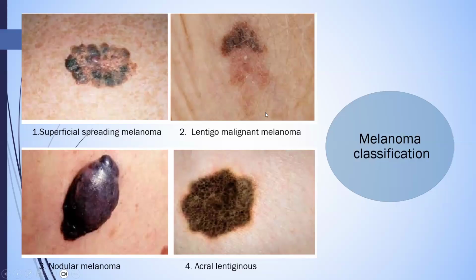Then the lentigo malignant and acral lentiginous. Acral means in your hands and legs. That is the fingers and toes or palms and soles, right? Acral lentiginous. And then, as I told you, the amelanotic type, where there is not going to be any sort of pigmentation. It's just going to be a skin colored bump.